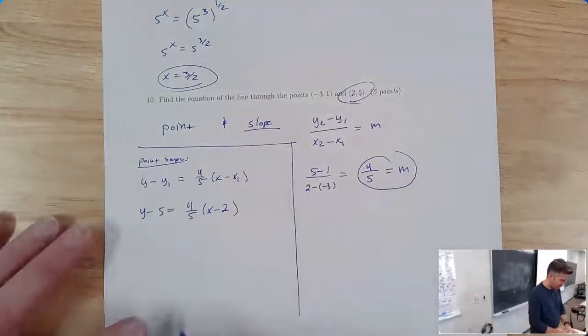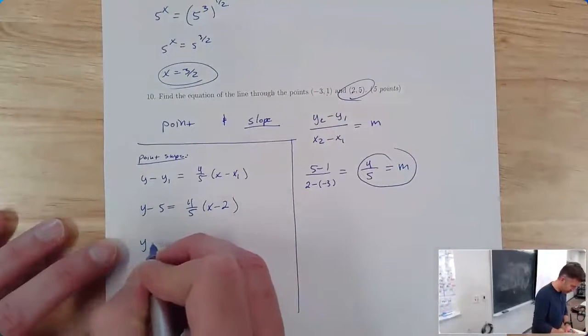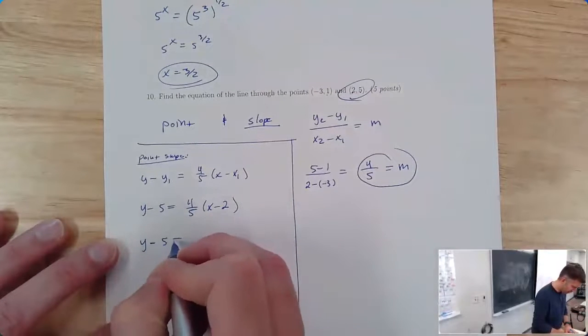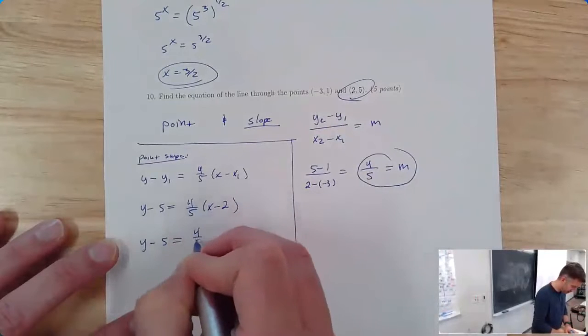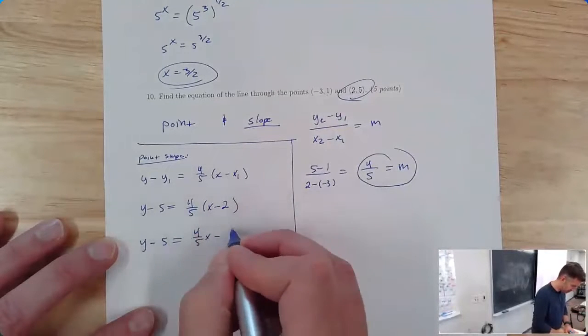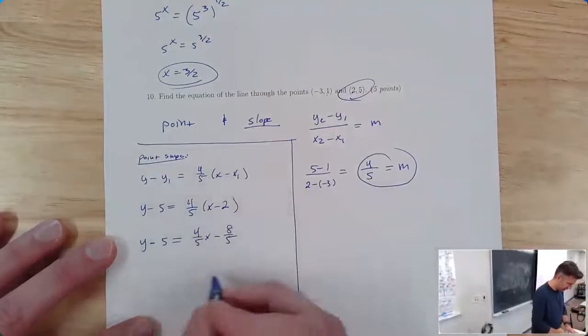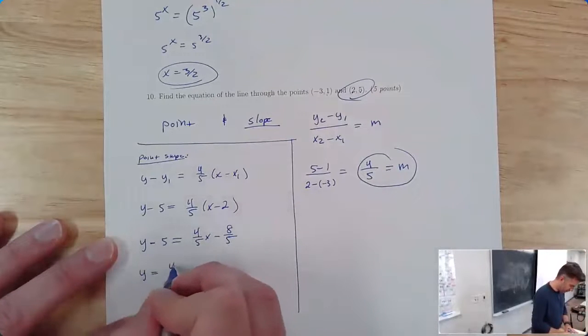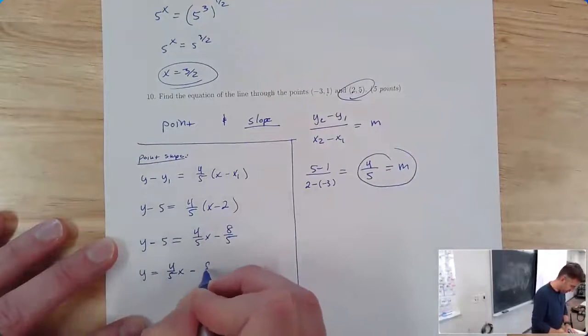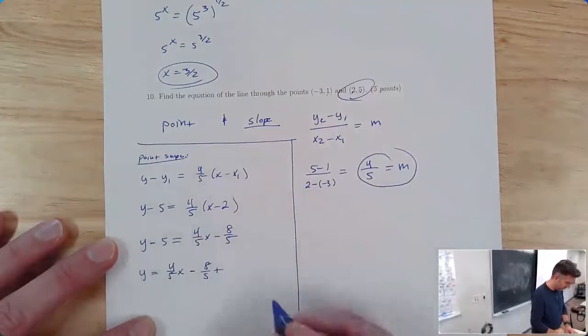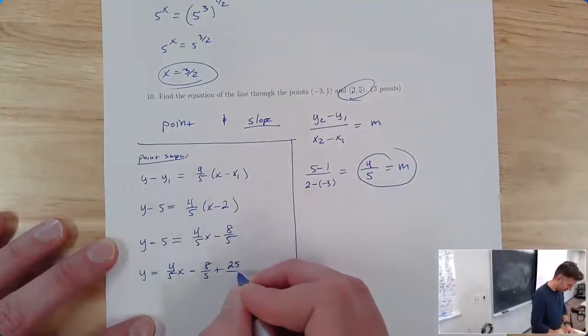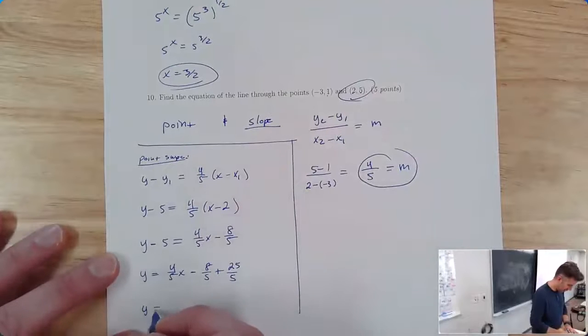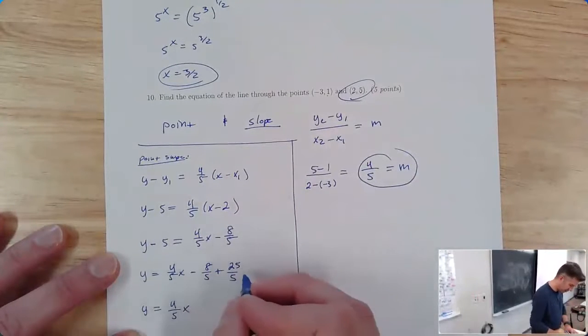And then if we're isolating y, which I will ask you to do, we have y minus 5 equal to 4/5 times x and 4/5 times -2. And if we add 5 to everything, we've got y equal to 4/5 x minus 8/5. And if I add 5, I'm really adding 25/5. So that ends up being y equals 4/5 x plus -8 plus 25 is 17/5.